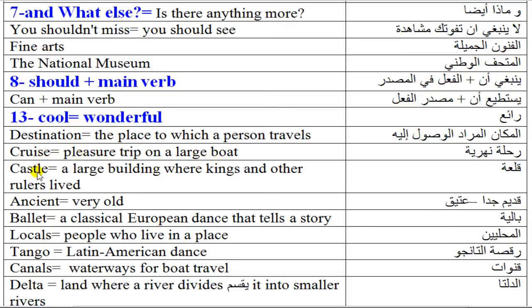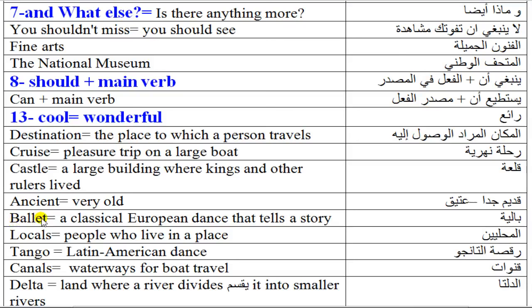Castle, the T is silent. A large building where kings and other rulers lived. I can make it short: a large building for kings. Ancient: very old. The "Y" sound is between Y and O. Don't say "very old."